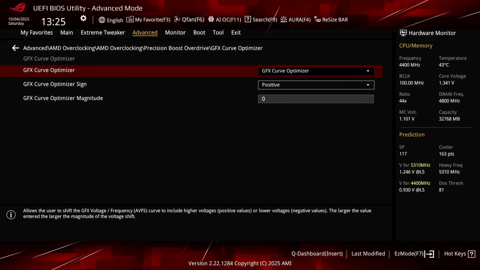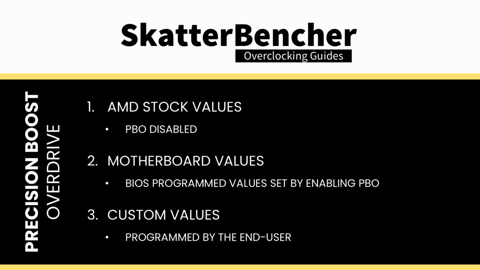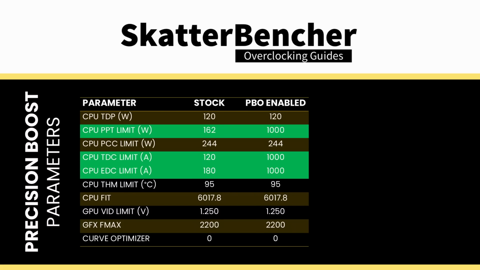Unfortunately, there's no graphics F-Max boost override like we have on Ryzen 8000G APUs. There are essentially 3 levels of Precision Boost Overdrive. By enabling Precision Boost Overdrive, we rely on the motherboard pre-programmed PBO parameters. We find that the following values have changed. Since the integrated graphics use very little power, we don't expect enabling PBO to have a major impact on system performance.